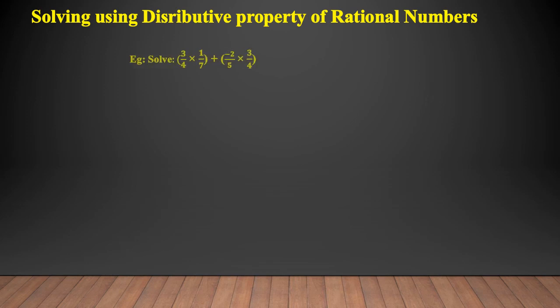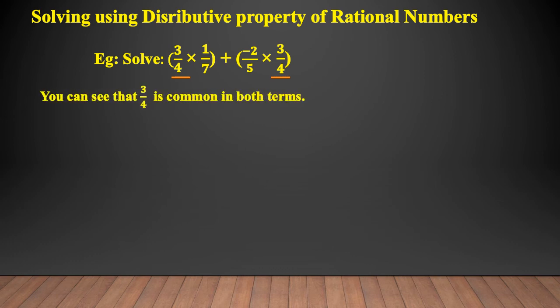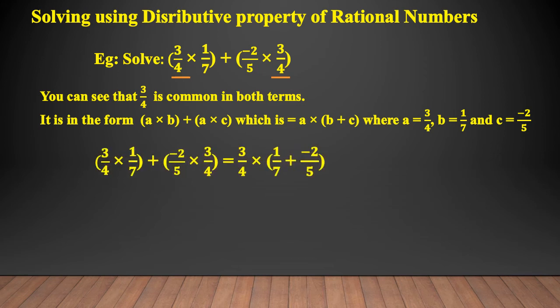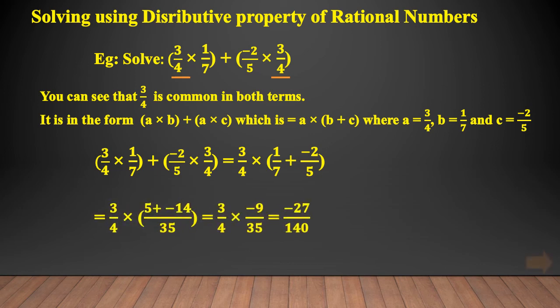Next is a very important property, the distributive property of rational numbers. When we solve, we can see that 3 by 4 is common in both terms. So take the common term out. We have to rewrite it as a into b plus a into c equals a into b plus c. In that format we bring it, take the common factor out, and simplify it.